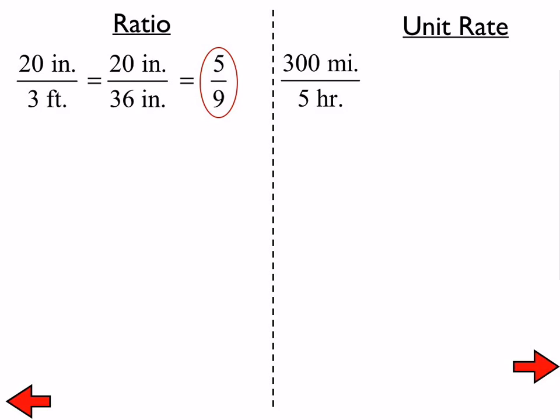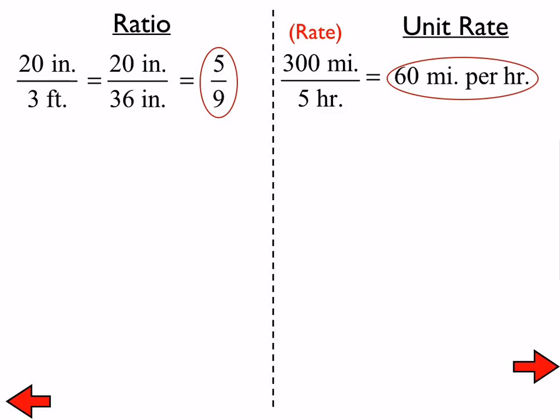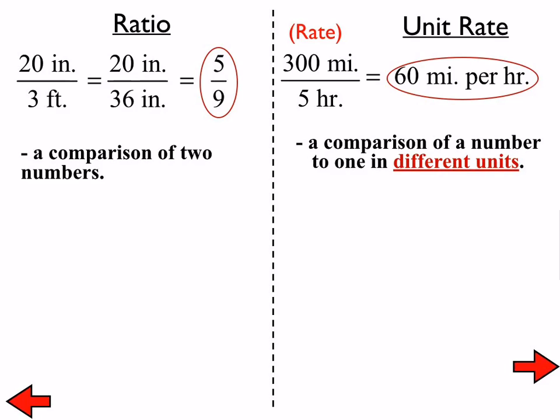300 miles for 5 hours, that is a rate. If we want to find the unit rate, we would need to divide that to figure out what that would be. That would be 60 miles per hour. Ratio is a comparison of 2 numbers. A unit rate is a comparison of a number to one in different units.